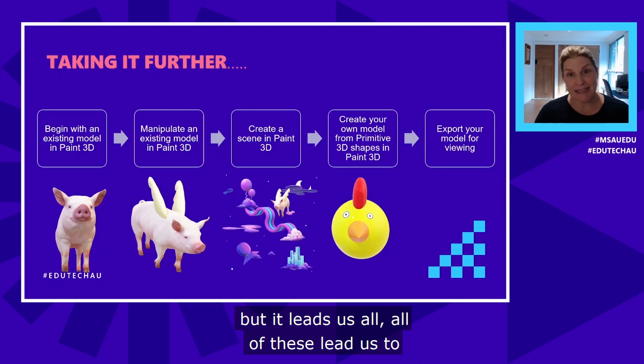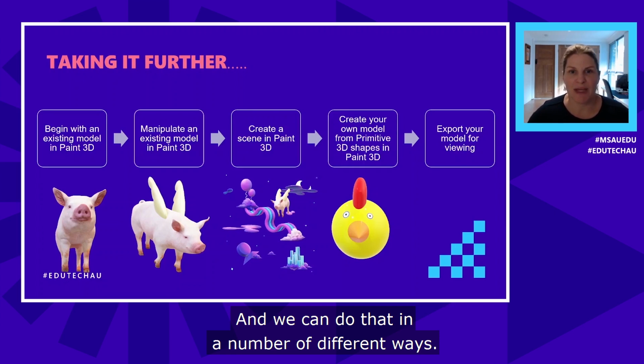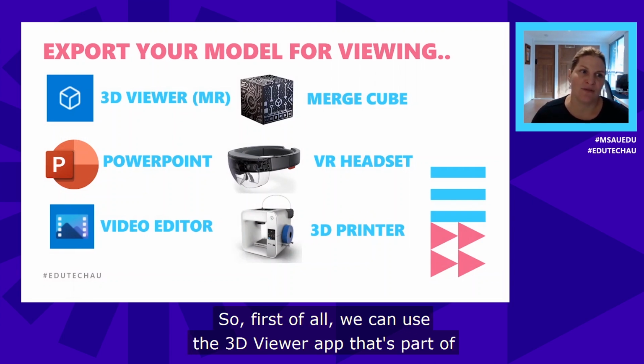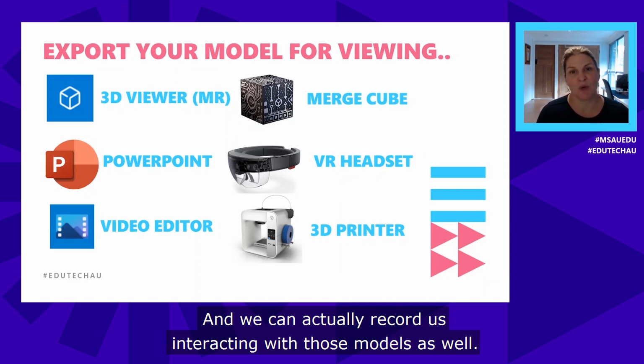But all of these lead us to the point where we can export our model for viewing, and we can do that in a number of different ways. So I'm going to take you through a couple of those now. First of all, we can use the 3D Viewer app that's part of Windows 10 to view our models in mixed reality, and we can record us interacting with those models as well.